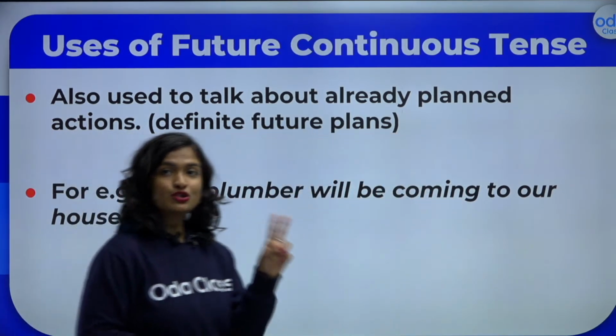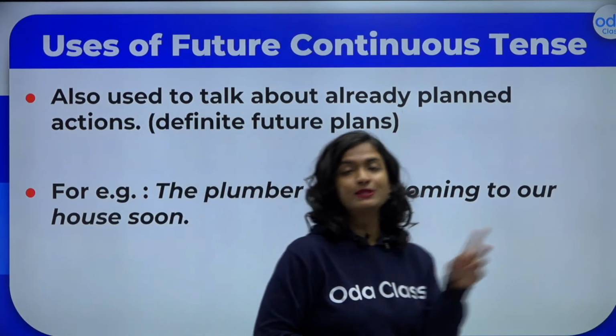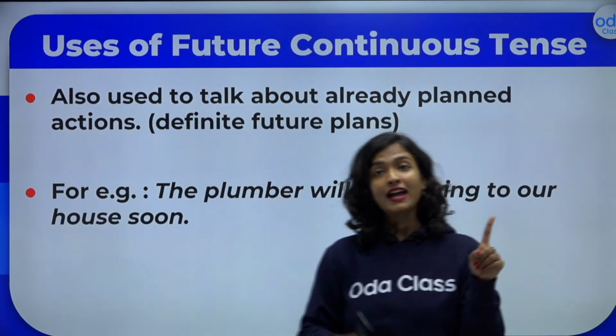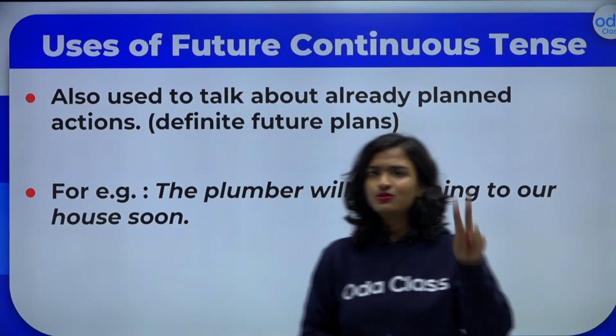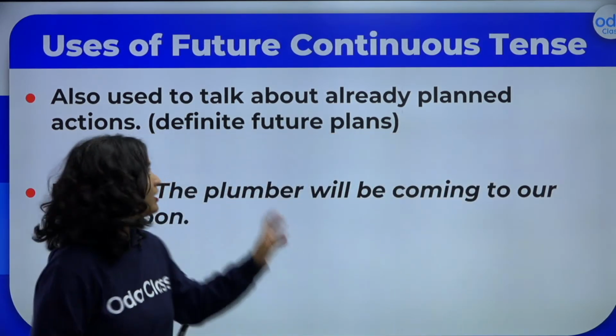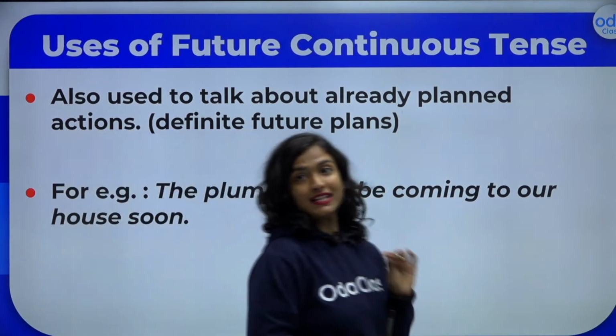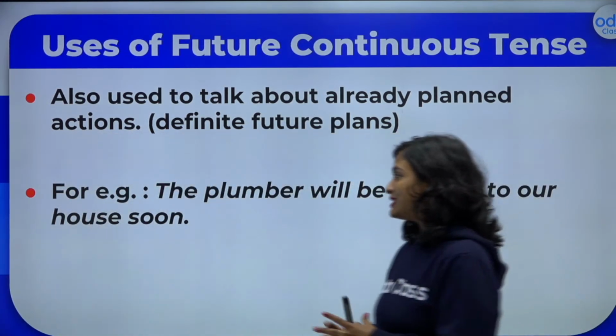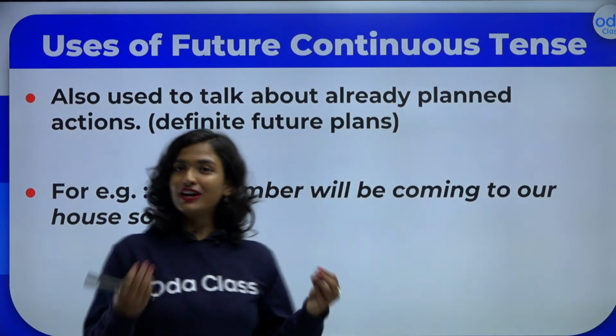So remember, two uses of the future continuous tense. Number one, ongoing action in the future. Number two, already planned future actions, okay? Or definite future plans. Okay students, lots of learning. Now let's try some quizzes.